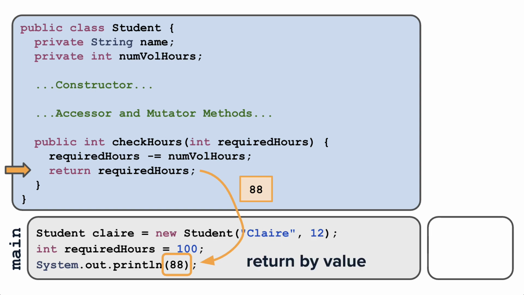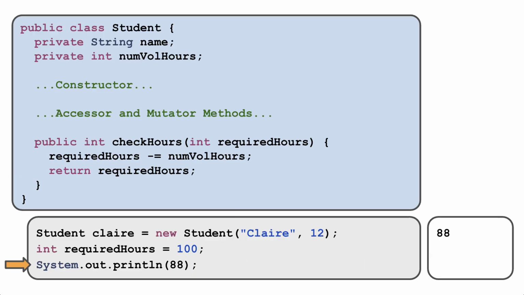This is referred to as return by value. This value replaces the method call. From there, the value of 88 is printed to the console.